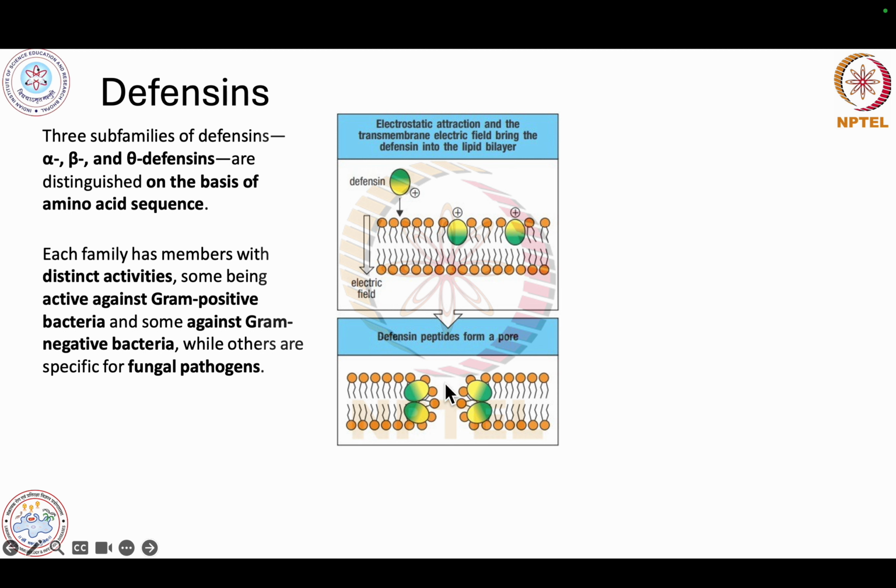So defensin peptides form a pore. Again, there are three subfamilies of defensins: alpha, beta, and theta defensins, distinguished on the basis of amino acid sequence. Each family has members with distinct activities, some being active against gram-positive bacteria, some against gram-negative bacteria.